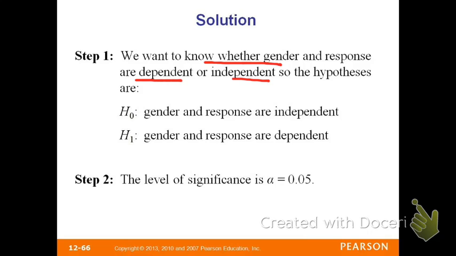So the hypotheses are as follows. H naught would be gender and response are independent. H sub 1 would be gender and response are dependent. Our level of significance, we're going to run this at alpha equals 0.05.